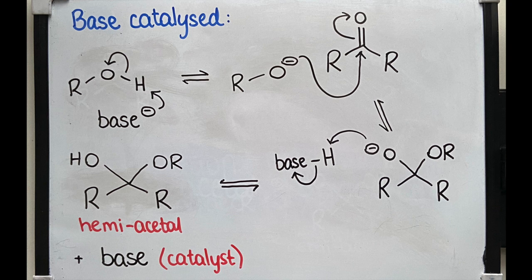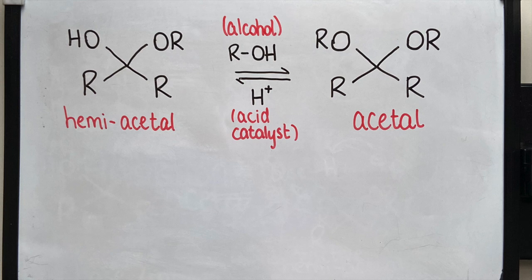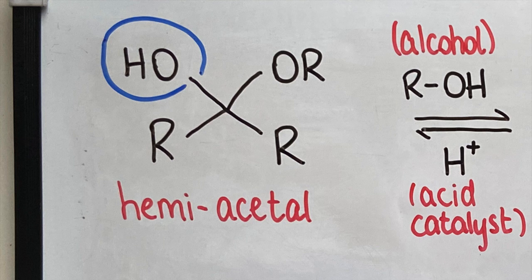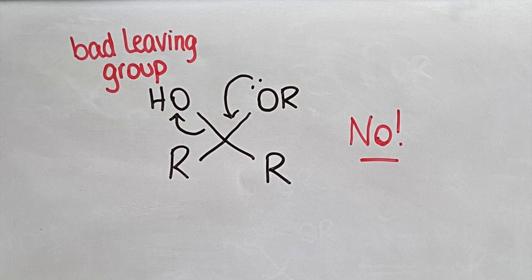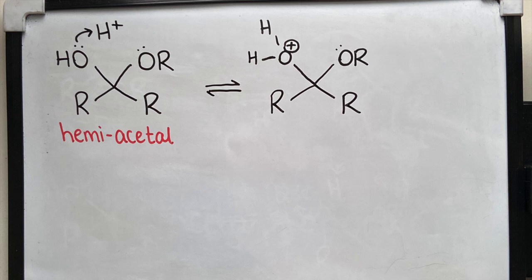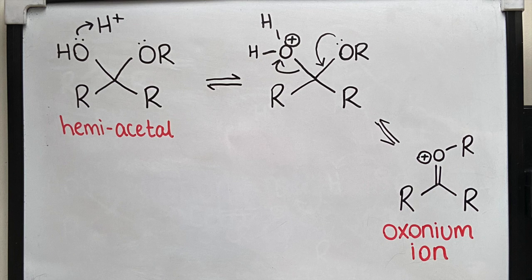Remember, this can occur with either an acid or base catalyst. For the synthesis of an acetal from a hemiacetal, only an acid catalyst can be used. This is because we cannot simply kick off this group as a hydroxide ion, since it is a poor leaving group. Therefore, it is necessary to protonate the OH group first with the acid catalyst to produce a suitable leaving group. An adjacent lone pair from the other oxygen pushes in and forces the loss of the H2O leaving group.